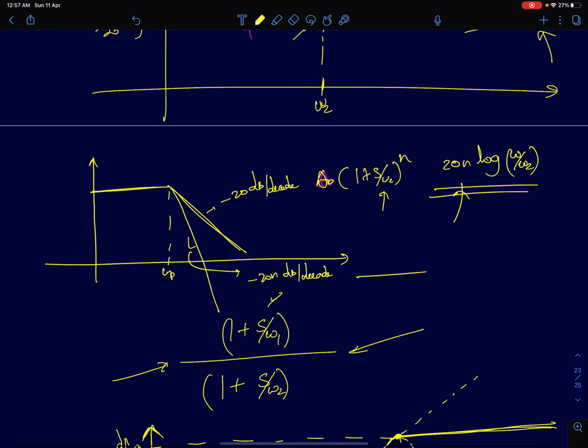Similarly, if I have a zero, the Bode plot will look something like this. At low frequencies, it will be constant. After it encounters the zero, the gain will start increasing. It will increase with a slope of plus 20 decibels per decade for a single zero. If I have an nth order zero, it will increase with a slope of plus 20n decibels per decade.